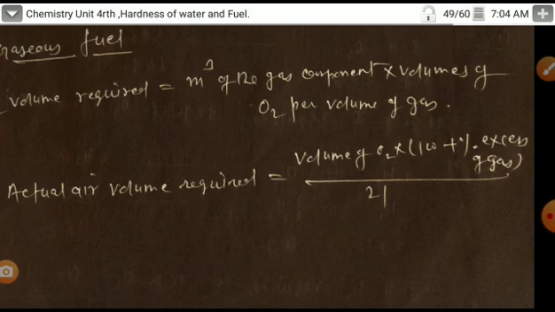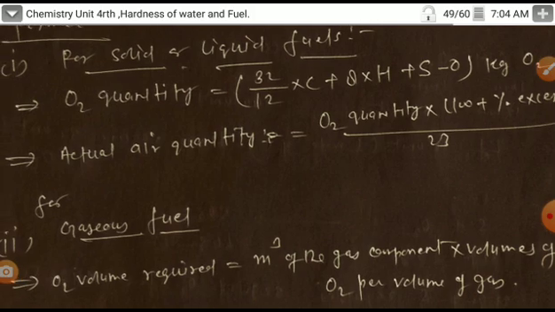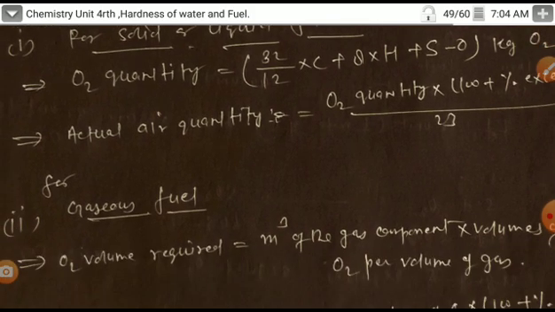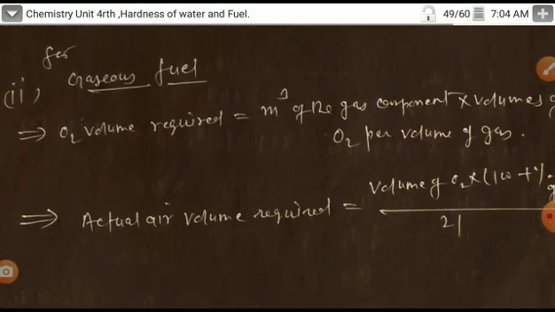So these are the four formulas by which you can calculate the oxygen requirement as well as the air requirement needed for the complete combustion of a particular solid, liquid or gaseous fuel. The condition is that for a solid or liquid fuel, the formula is different as compared to the gaseous fuel.